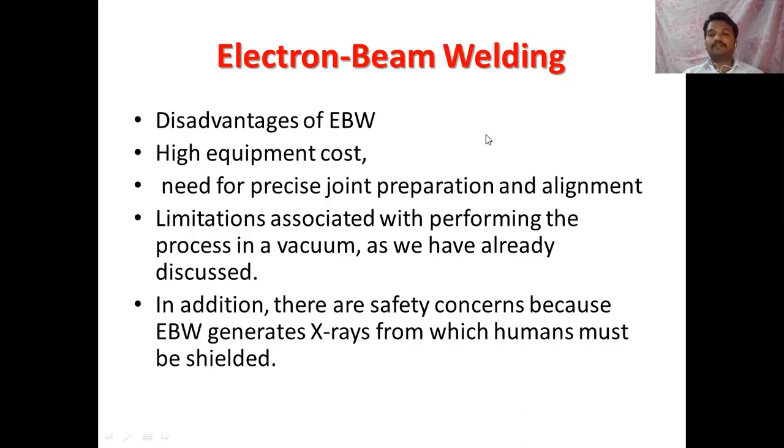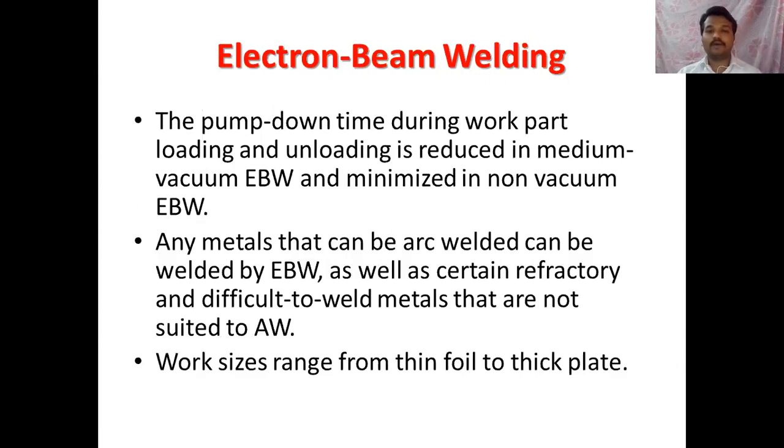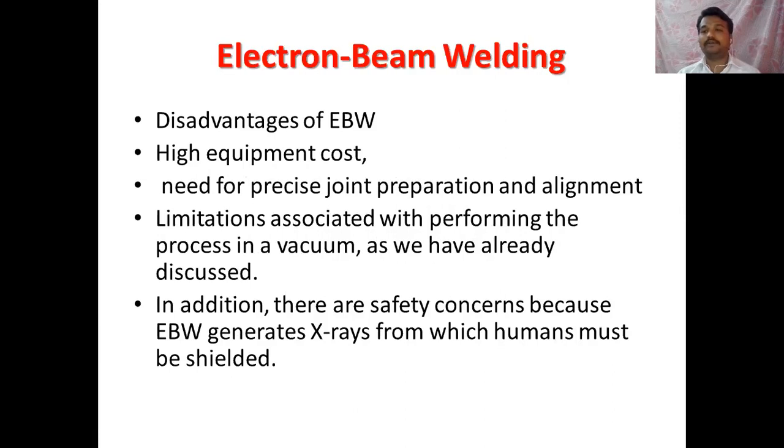First is the equipment cost, which is very high. Then the joint preparation and alignment, which is done in the vacuum chamber with the help of jigs, fixtures and clamping. And there are limitations associated with performing this process in a vacuum, as we have discussed. With any welding process that has to be done in a vacuum, we have what we call the pump down time. The pump down time can generally take an hour depending upon the size of the chamber. So this will automatically have an impact on production, where time consumption is more.